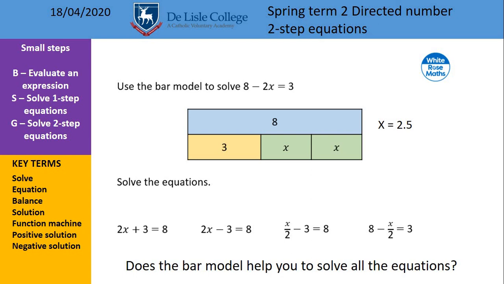And then to solve the equations below, 2x plus 3 equals 8 is exactly the same bar model there. So you should be able to do that straight away and get x equals 2.5 again.